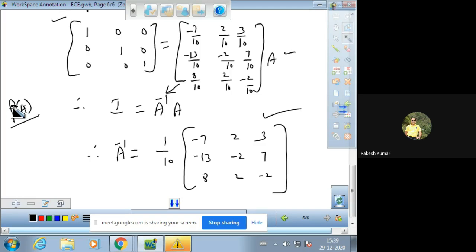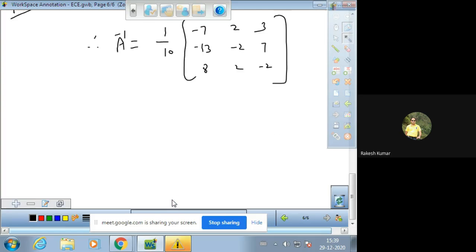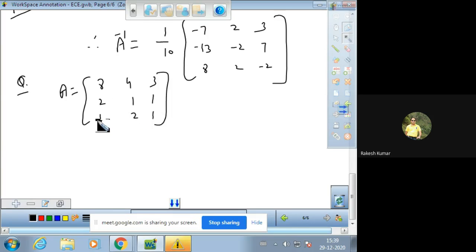So this is the way by which you can find out the inverse of a given matrix. Now we have a question here. Again, we have a question, and this question I am taking from the exercise. The matrix is A: 8, 4, 3, 2, 1, 1, 1, 2, 1. Now you just need to find out the inverse of this matrix by Gauss Jordan method.